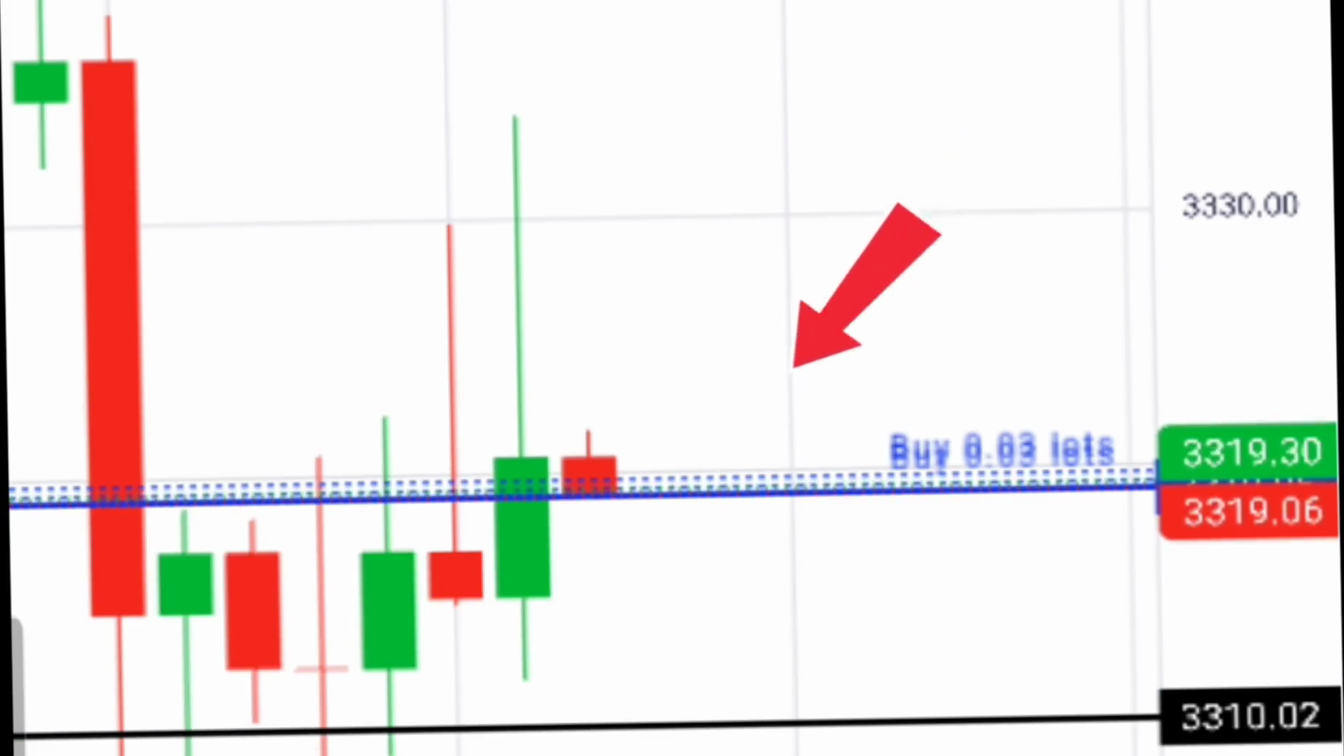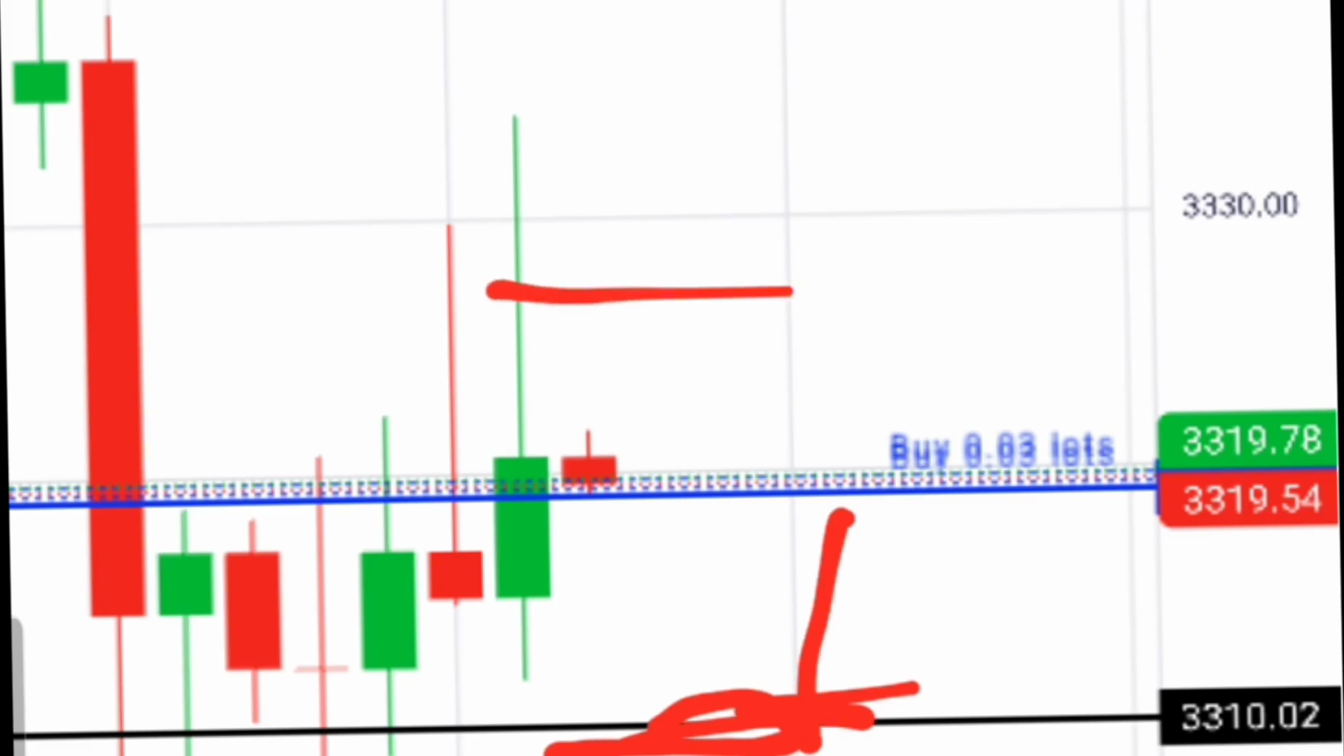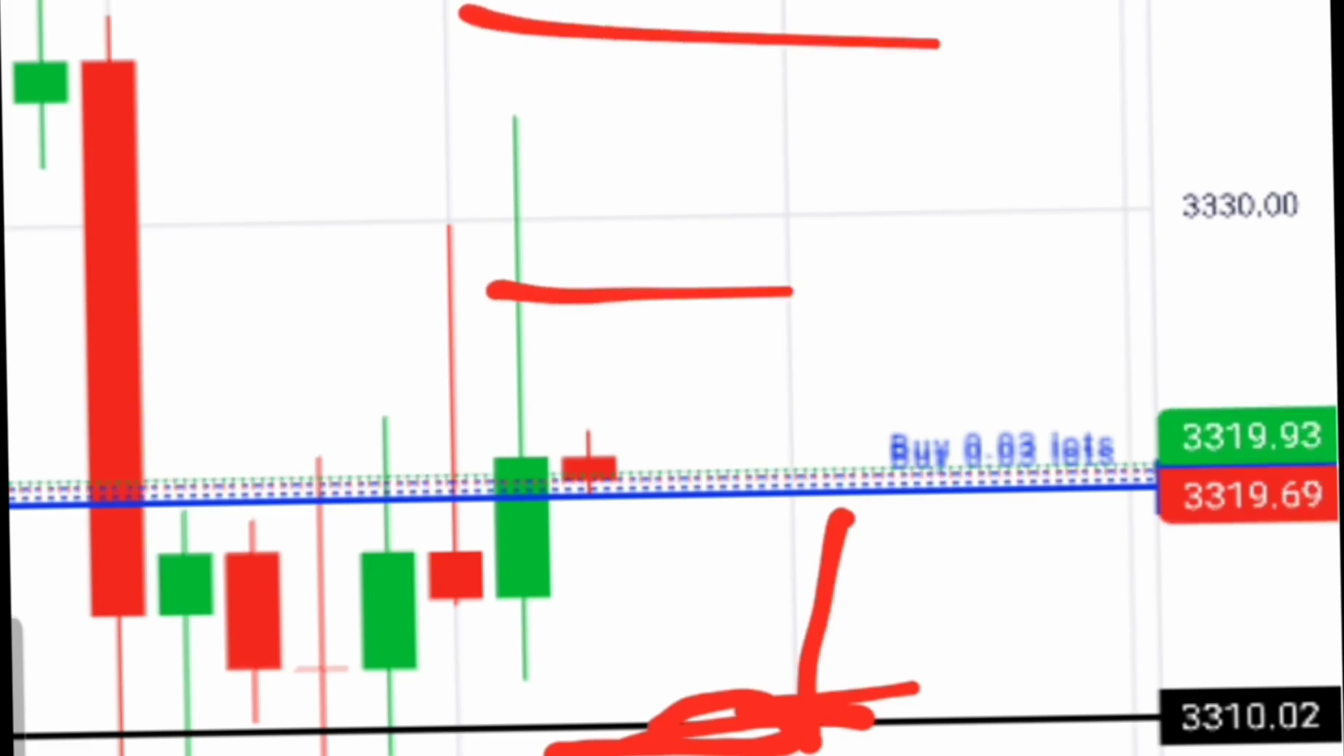I am very happy by what is happening while I'm making this video. You see this black line? That's where my stop loss is going to be. Now, where is my take profit going to be? Two times this is going to be my take profit. This is 1. This is 2. That's where my take profit is going to be.